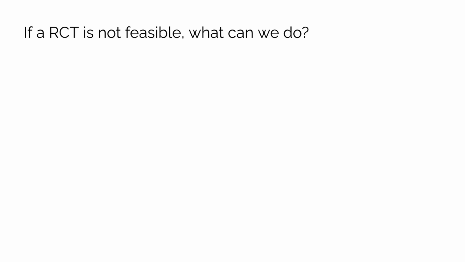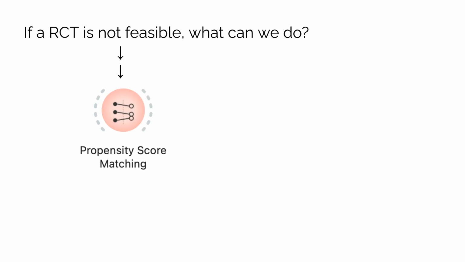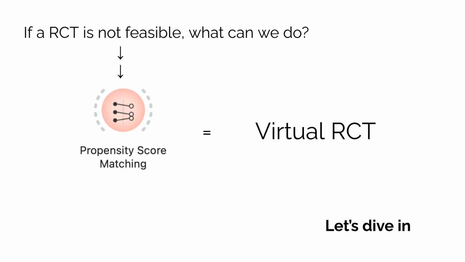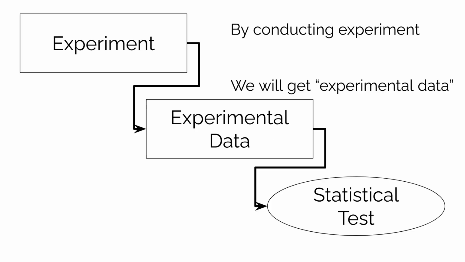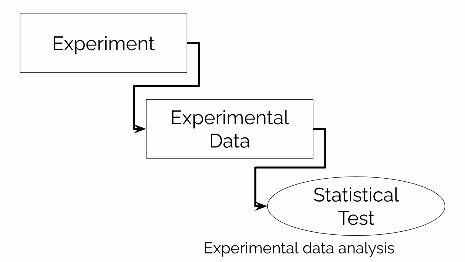We must think of another way to create a fair comparison. That's where the technique called Propensity Score Matching was born. I mentioned that this is a technique for performing a virtual RCT. Let's take a closer look at this. Data obtained from experiments is called experimental data, and statistically analyzing its results is what an RCT does.